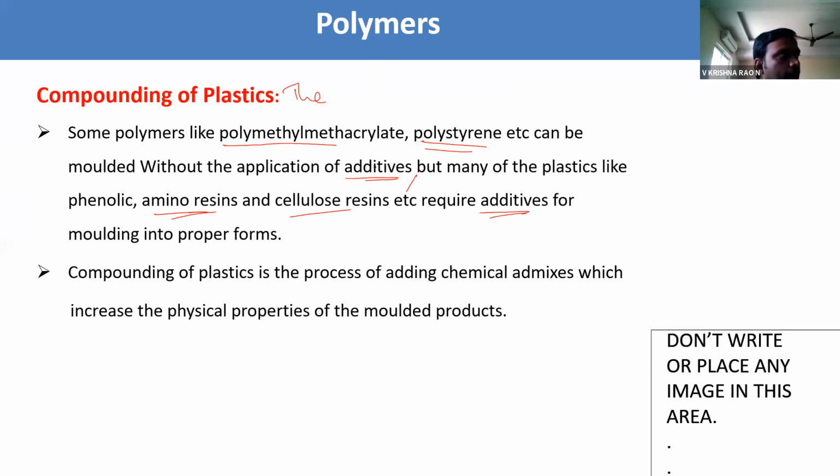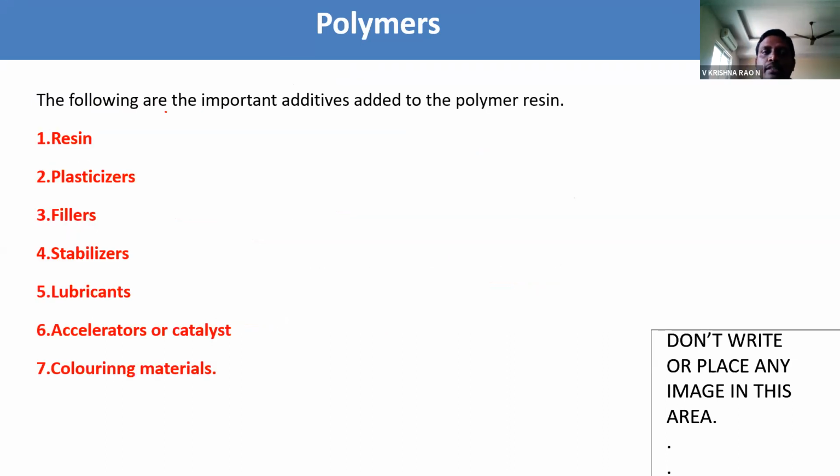Plastics like phenolic, amino and cellulose resins require additives for molding into proper forms. This process of adding chemical admixes which increase the physical properties of molded products is called compounding of plastics. Now, what are the additives required to be added to the polymer resin?